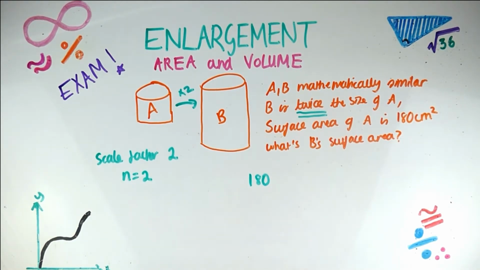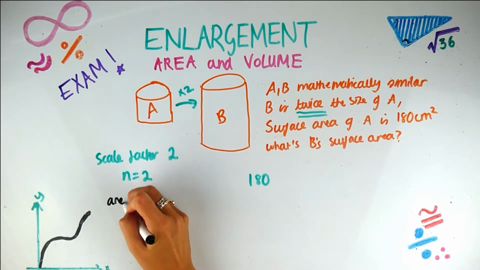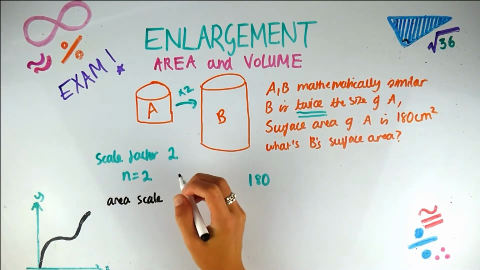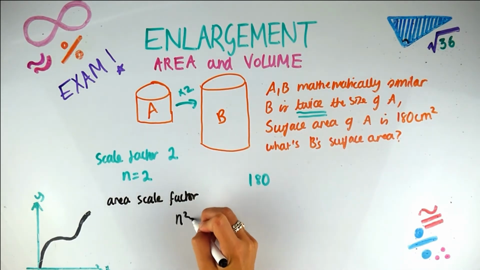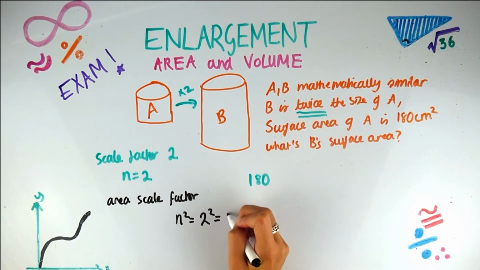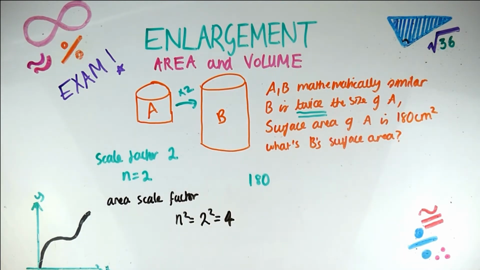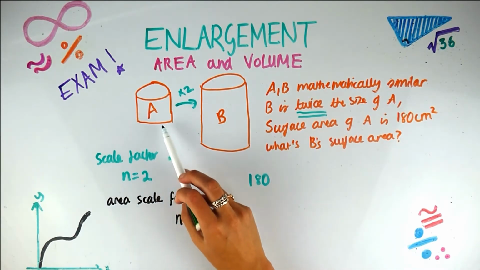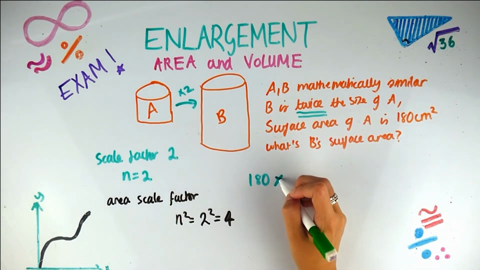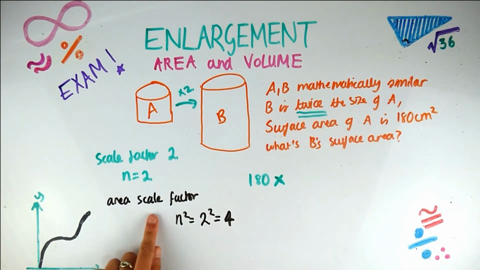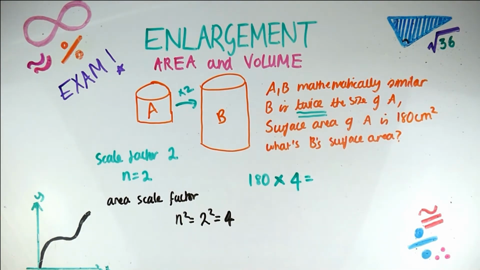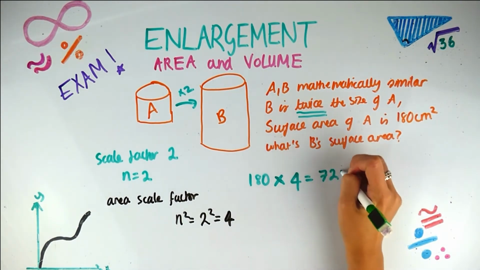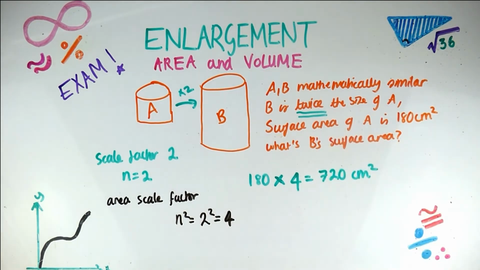So the trick here is, we're actually talking about area. So what is the area scale factor? Because that is different to the lengths. And we know that the area scale factor is n squared, and we know n is 2, so it's 2 squared, 2 multiplied by 2, so that is 4. So therefore we know that the smaller shape has a surface area of 180, and we want to multiply by the scale factor, but the area scale factor because we're dealing with area. So we're going to multiply it by 4 to get B's surface area, and that is 720 centimetres squared for the surface area of B.